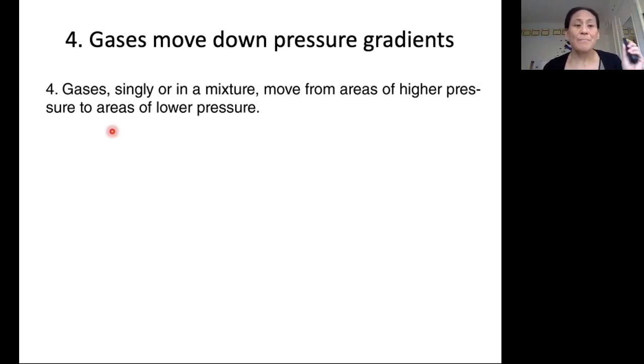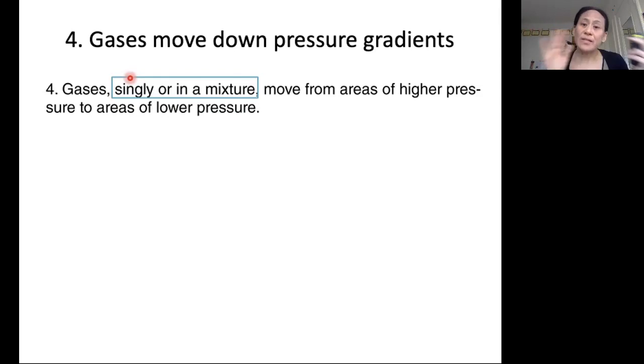Okay. But I do want to emphasize this phrase right here, singly or in a mixture. So what this means is that individual gas species, such as oxygen or carbon dioxide, are going to follow their own pressure gradients. So oxygen is going to move down its own pressure gradient. Carbon dioxide is going to move down its own pressure gradient.